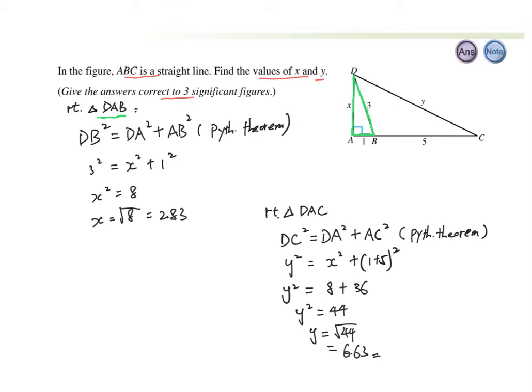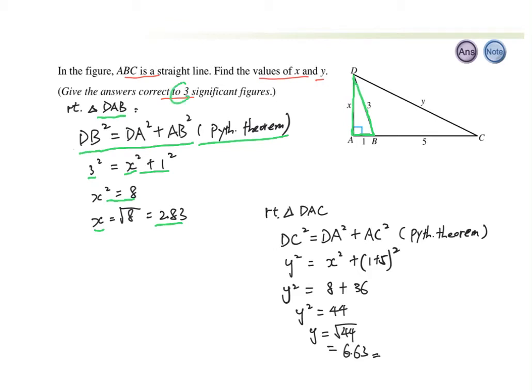Okay, so if two sides are given, that means we can find the first side by using the Pythagoras theorem, right? So the answer is given to you here. DB is actually the hypotenuse, equal to DA squared plus AB squared, the other two sides, the legs, right? Then by using the Pythagoras theorem, the hypotenuse 3 squared equals one of the legs, x squared, plus 1 squared. So you solve it, x equals 2.83, correct to three significant figures.